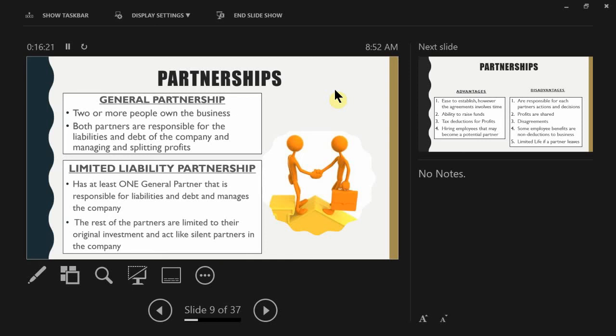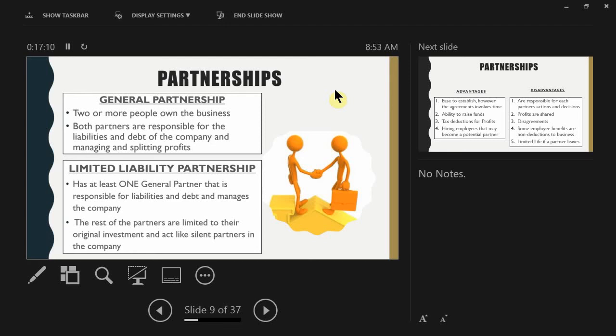And the great thing about that is that if they are equally dividing the work, they are also equally splitting the profits. Okay. And then the difference between that and a limited liability partnership is that at least one of the partners is the general partner. Okay, so this is where we've become familiar with what a silent partner does. A silent partner's only task and only duty is to invest into your company and only take the amount of profit that they invested in.